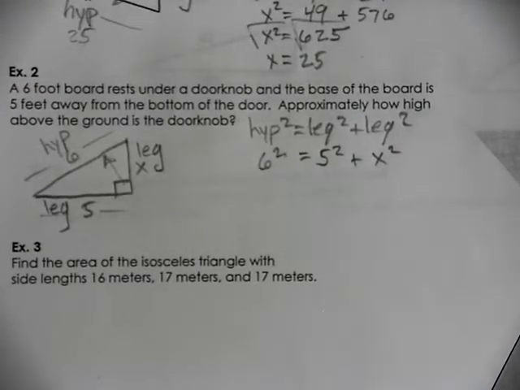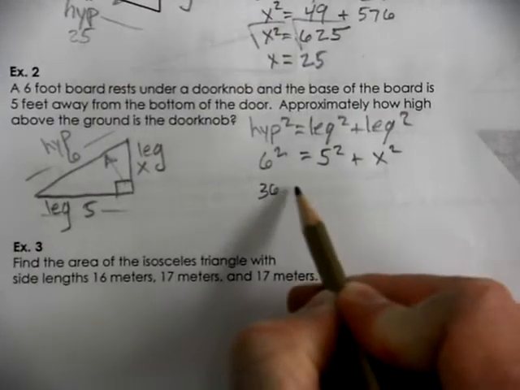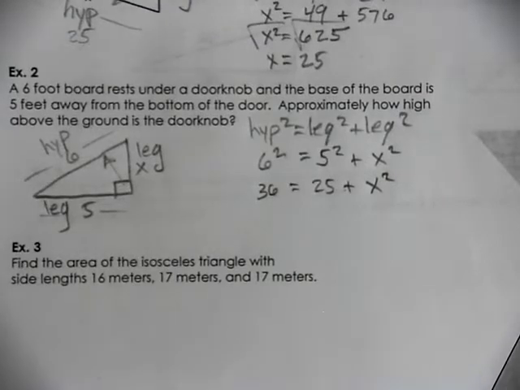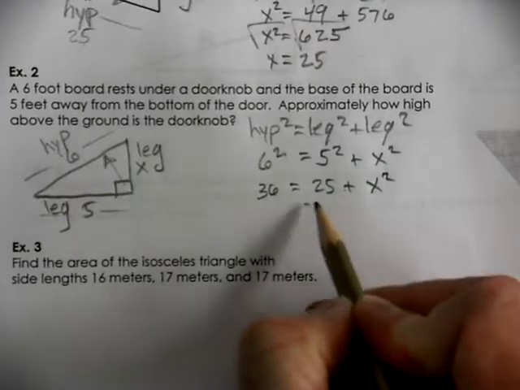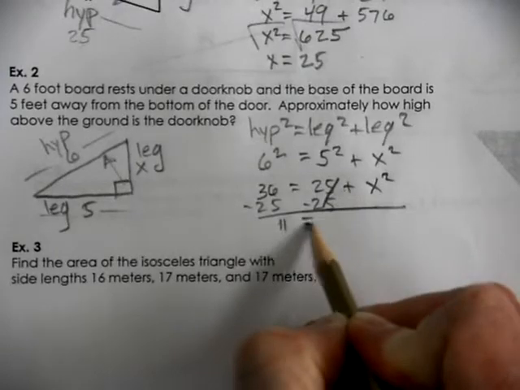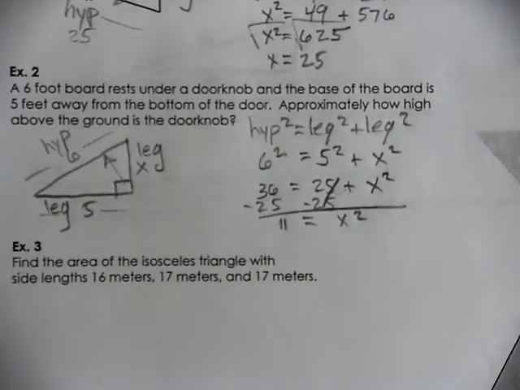Now it's just the algebra part. You might like the geometry part. That's what we just did. Now we're going to do the algebra part, which is 36, 25, and x squared. When you square 6, you get 36. When you square 5, you get 25. 5 times 5 is 25. So now we're going to subtract the 25 over, and that gives us 11.